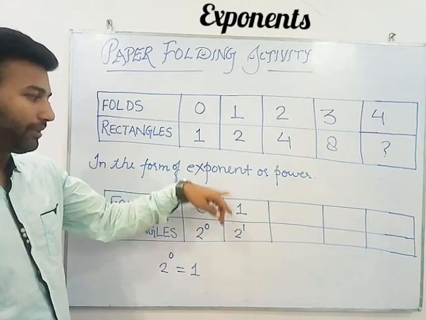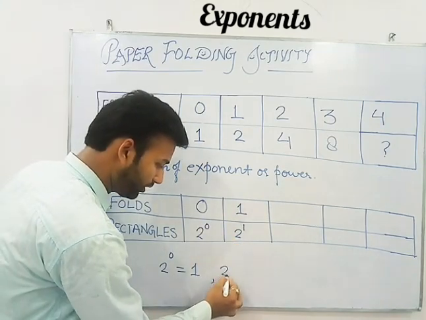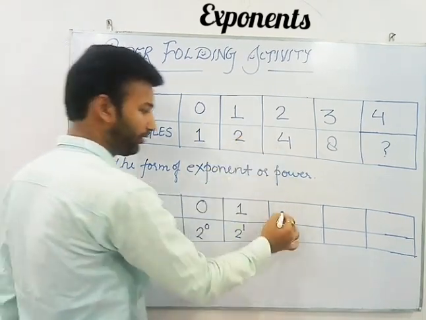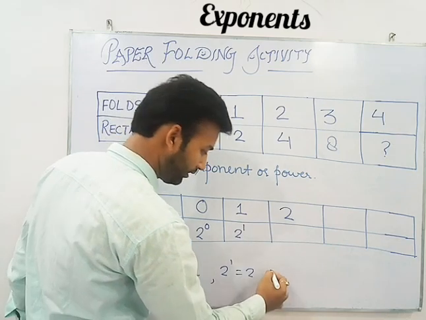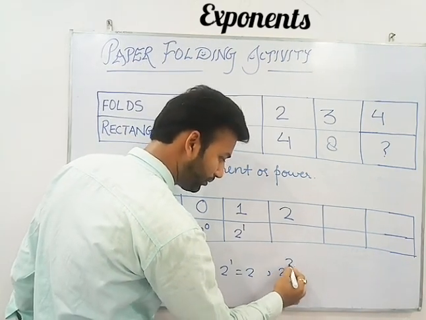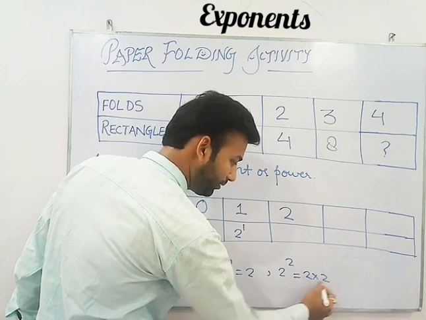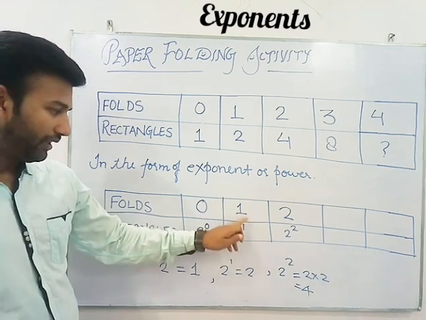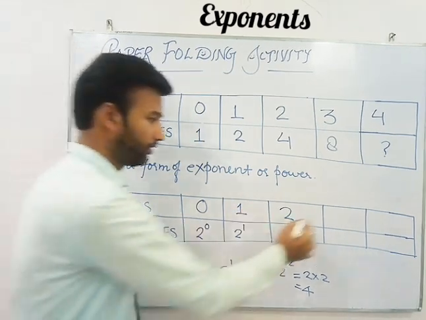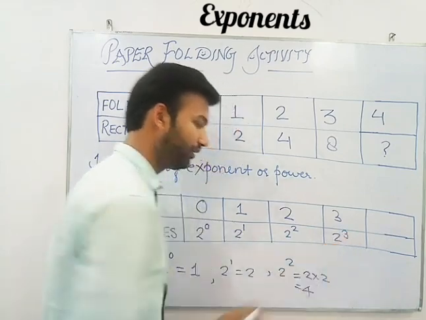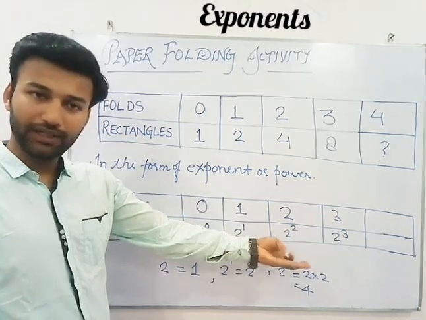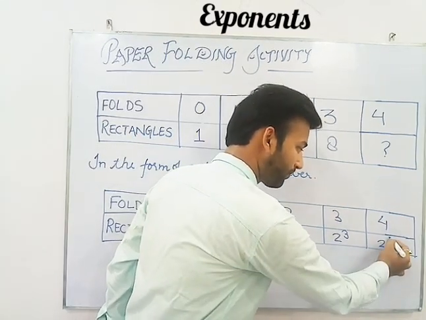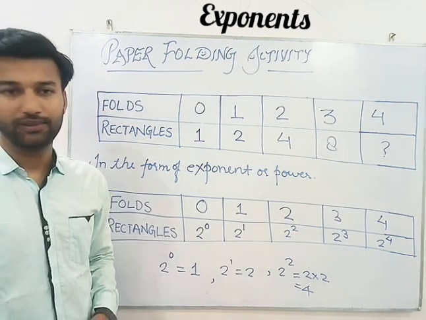Because we are writing the number in exponent or power form. 2 to the power 1 means 2 is multiplied only 1 time, so 2. Now if 2 folds, how many? 4. So 4 can be written as 2 to the power 2, which is 2 times 2, 4. Now you can check that the power is the same as the number of folds. If 3, then 2 to the power 3. You multiply 2 three times: 2, 4, 8. Clear? Now if 4, then 2 to the power 4. Simple.